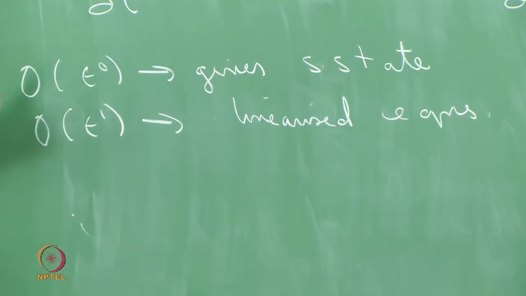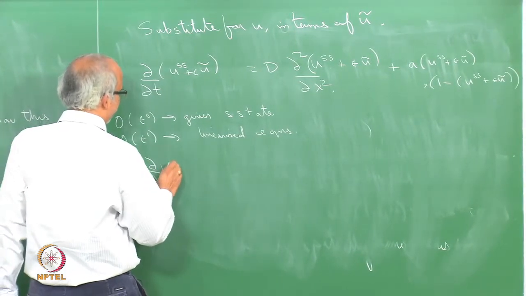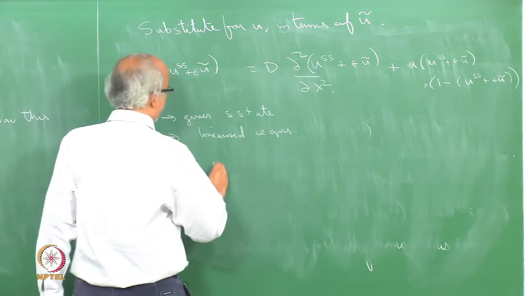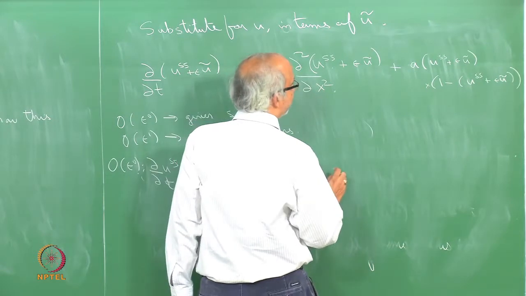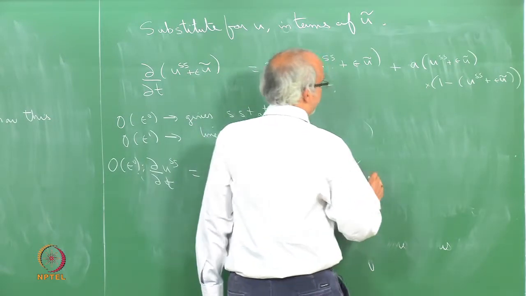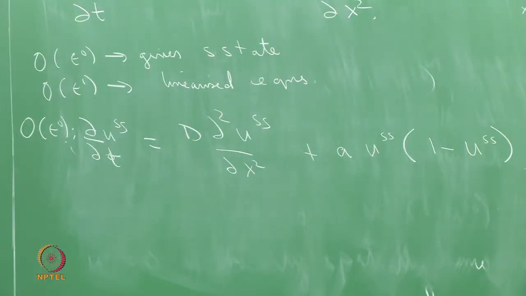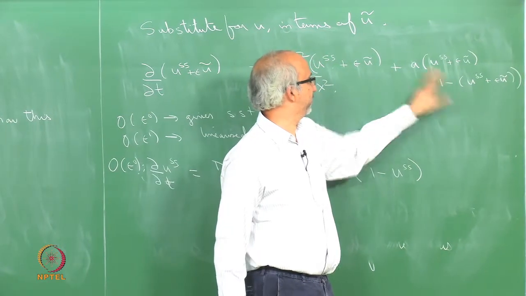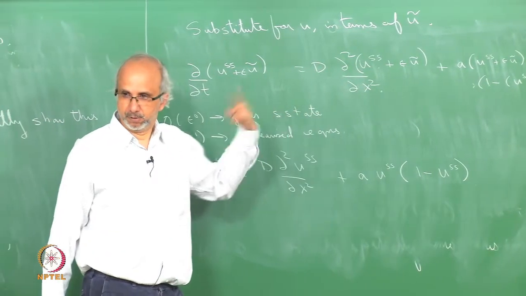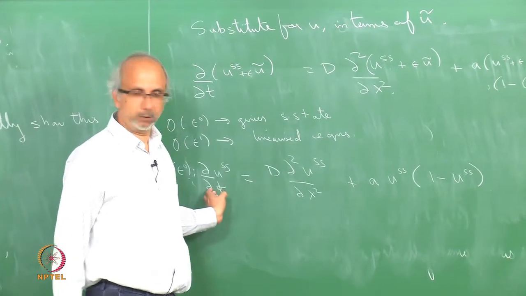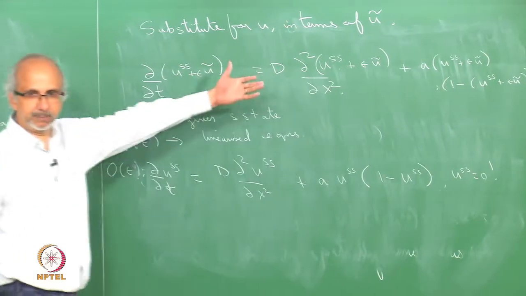Okay, so let's just do that. So I have, at order epsilon to the power 0, d by dt of u_ss equals d times d squared u_ss by dx squared plus a times u_ss times 1 minus u_ss. That's what I get. Because this multiplied by this will give me an epsilon term, and this multiplied by this gives me the zeroth order term. So this is my steady state solution about which I am doing the linearization, because at steady state that goes to 0, and the solution that we are looking at is u_ss equal to 0, which satisfies the boundary conditions.